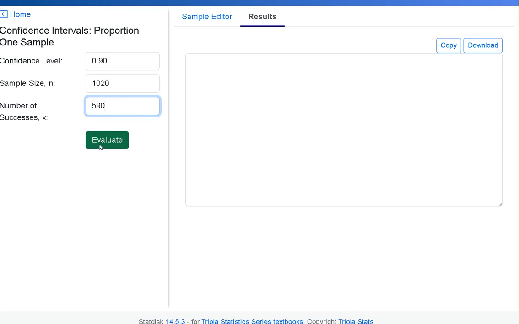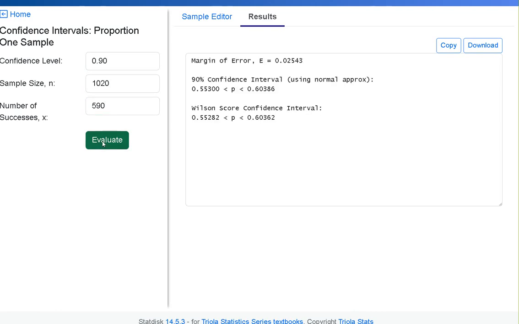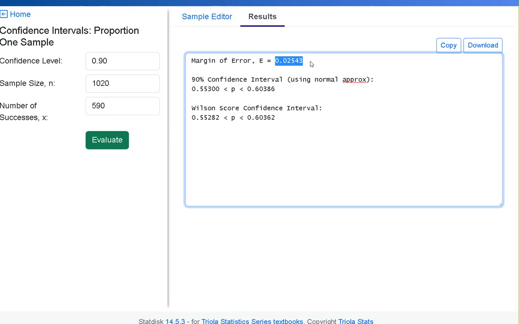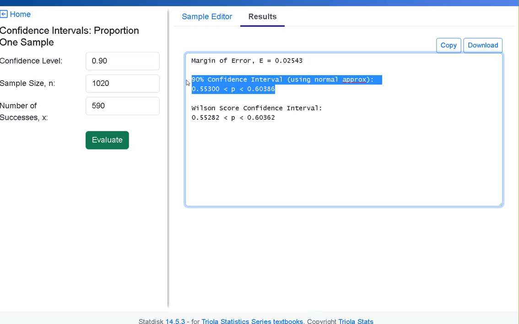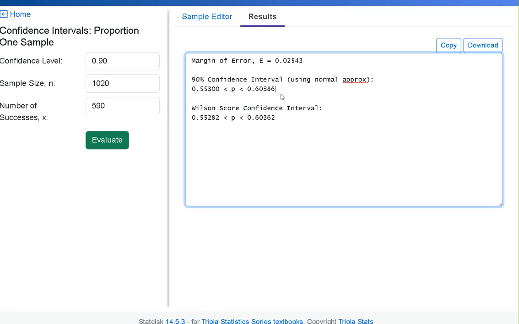Now there's one tiny bit about the output here that I'm not really sure I'm fond of, but let's just work with this. So it gives you your margin of error, which is 0.02543. And it gives you your 90% confidence interval. It's this one you want. We're not going to use the Wilson score confidence interval. My guess is it's a non-parametric test that we're just not going to get to. So this is the one that we want.